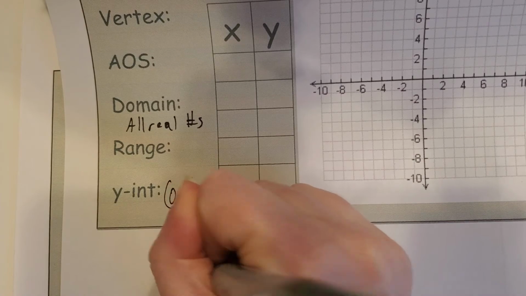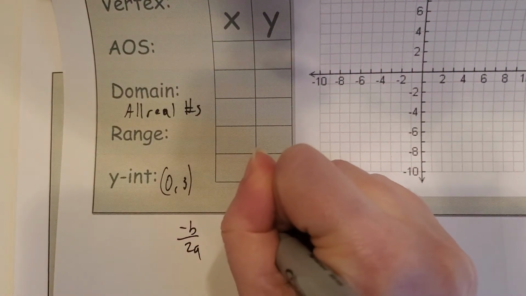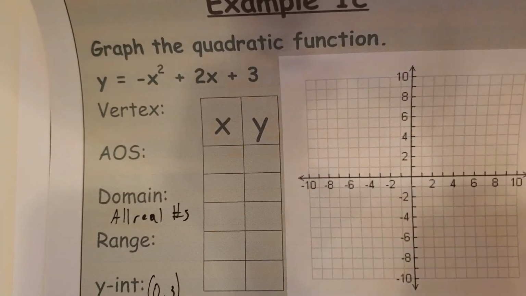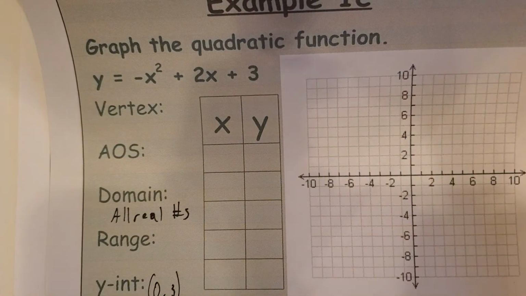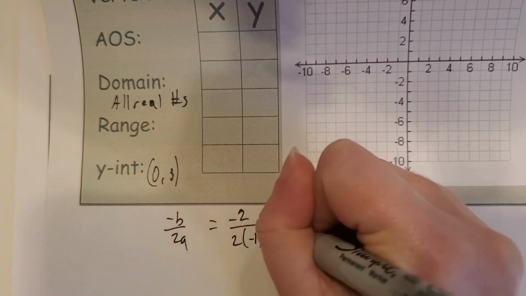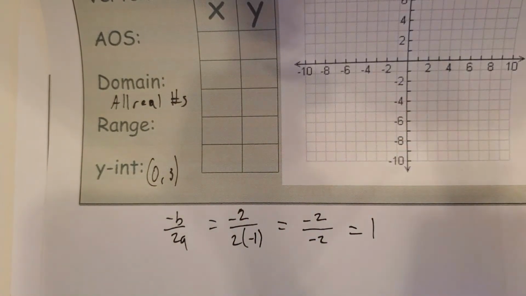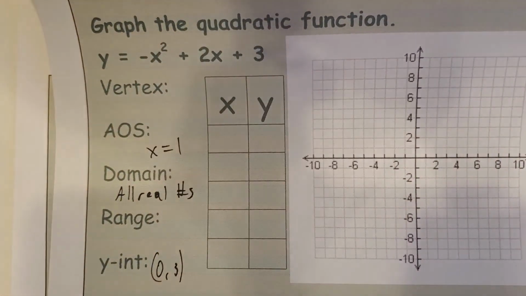Negative b over 2a. So our b value is 2. So this is negative 2 over 2 times... And now that we have that negative in front, that's our a value. All right, our a value is negative 1, not 1 this time. So it's 2 times negative 1. This is negative 2 over negative 2, which is 1. So the axis of symmetry is x equals 1.